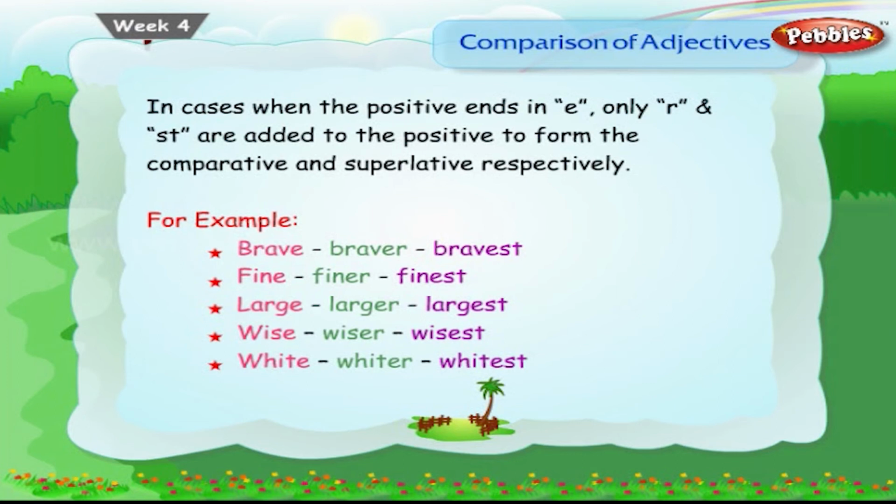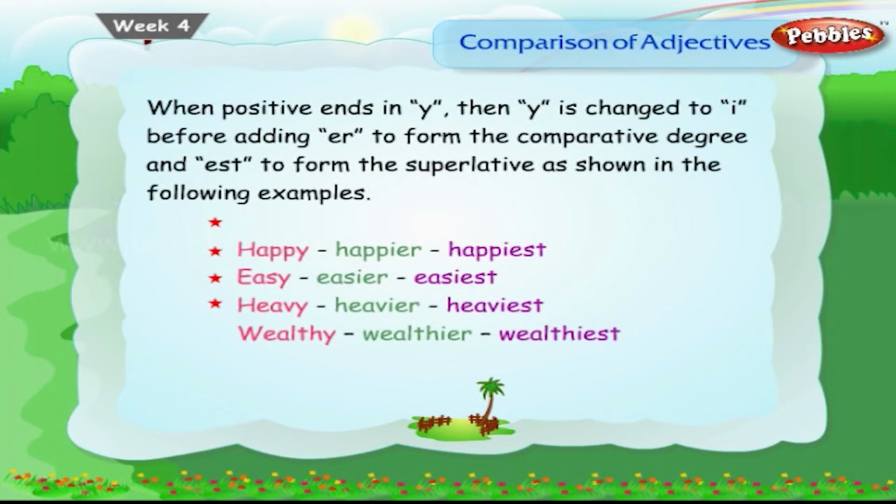In cases when the positive ends in E, only R and ST are added to the positive to form the comparative and superlative respectively. For example, brave ends in E, braver, bravest, fine, finer, finest, large, larger, largest, wise, wiser, wisest, white, whiter, whitest.